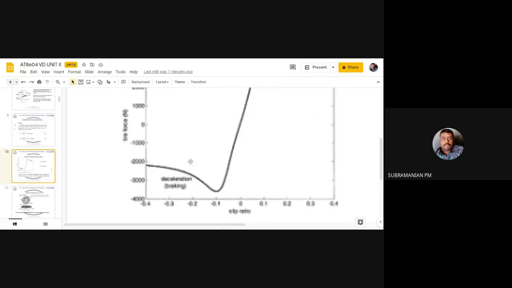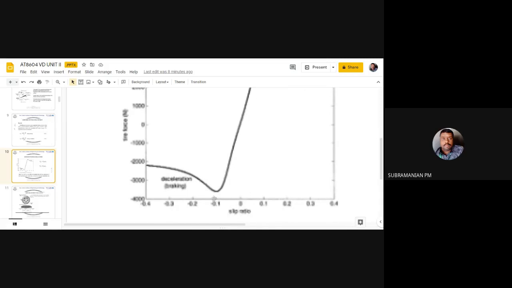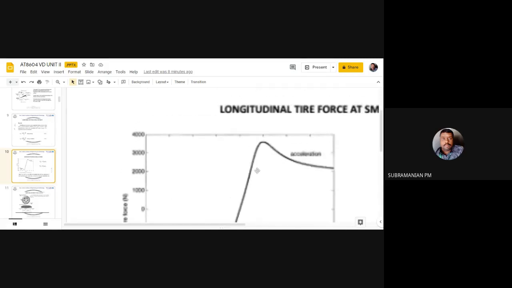And this variation is not linear. Understanding this variation is not an easy task, because multiple parameters influence this tire force. Thus, seeing this curve, we can't say only the slip ratio is influencing this tire force, other factors are also influencing, but only in this region, say minus 0.1 to 0.1.